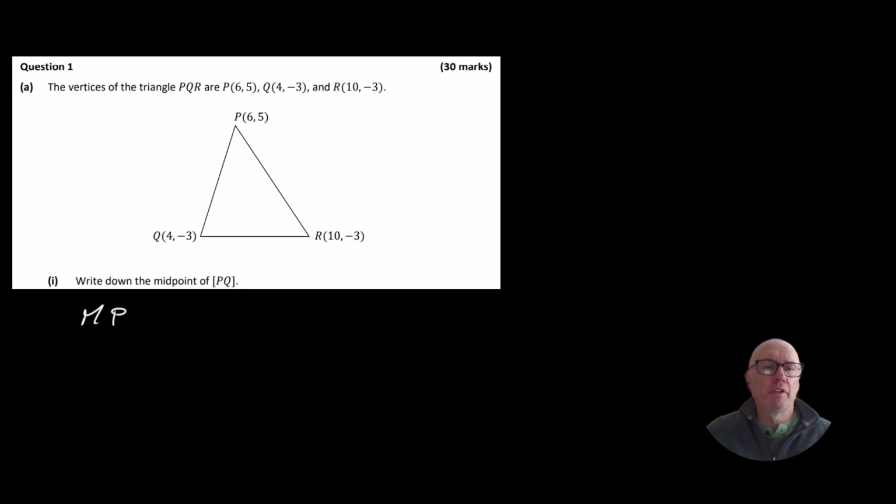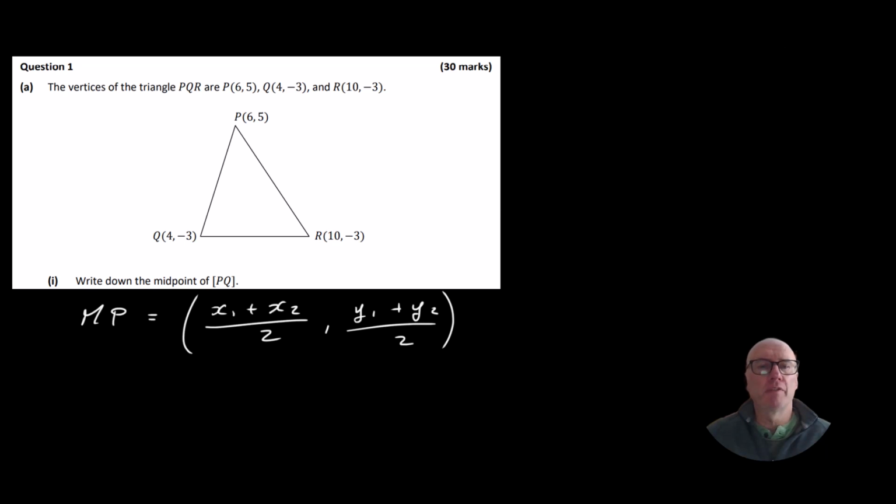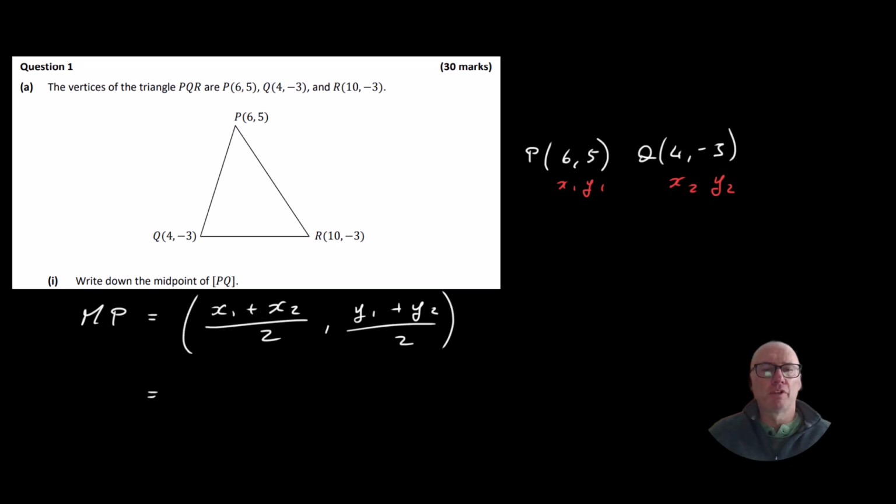So the midpoint you can get from your tables. It's just the average of the x's, so it's (x1 + x2)/2, and the average of the y's, (y1 + y2)/2. In our case, we want the midpoint of PQ. We've got P as (6, 5) and Q as (4, -3). We can call these x1, y1, x2, y2. Let's put those numbers into our formula. So it's (6 + 4)/2 and (5 - 3)/2.